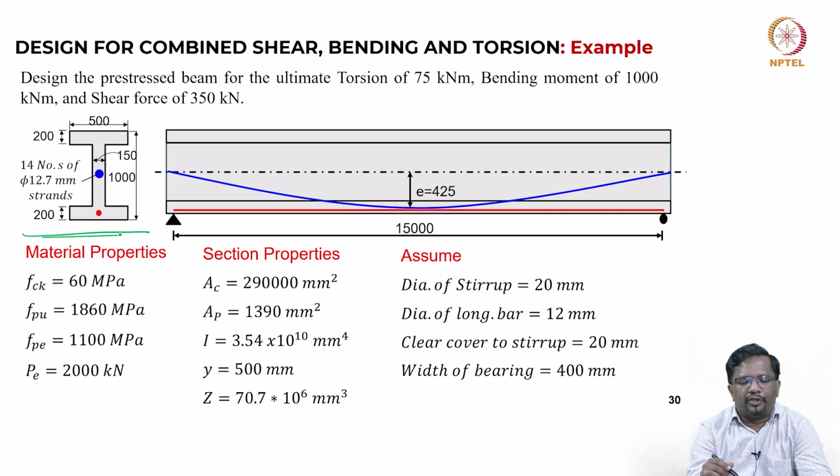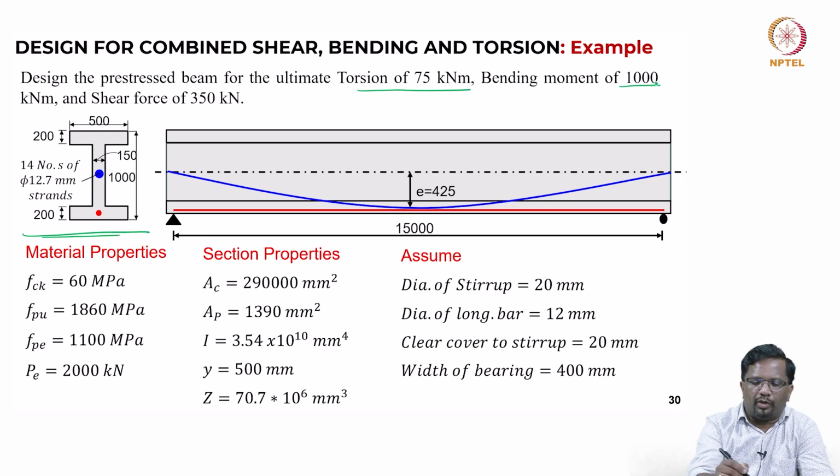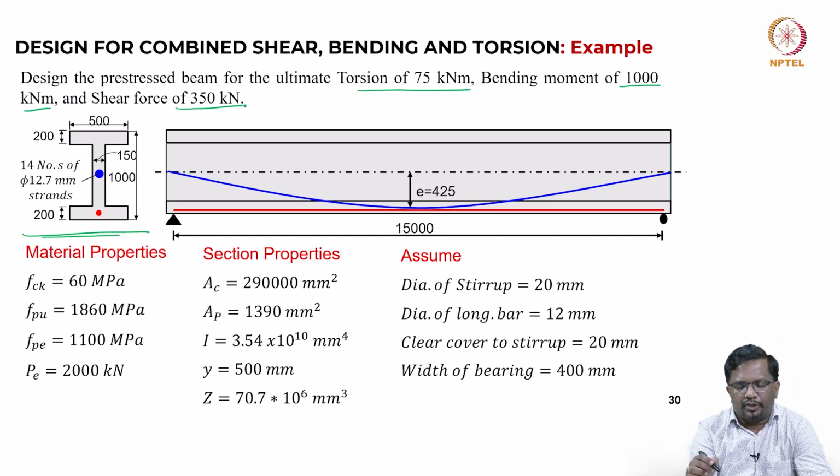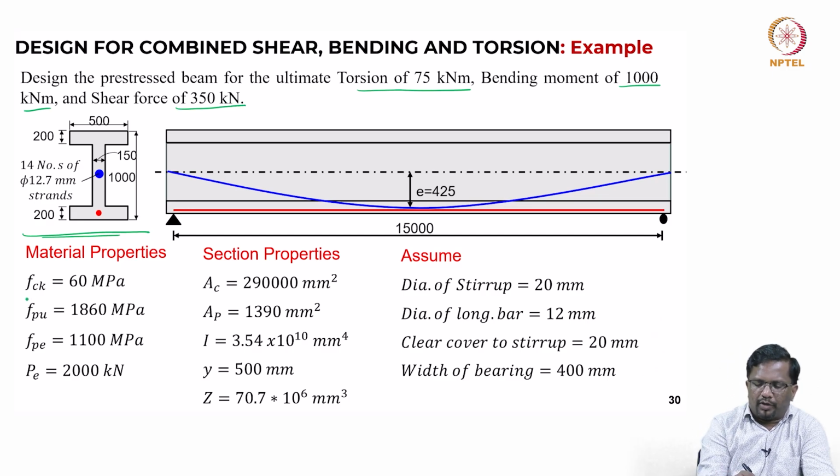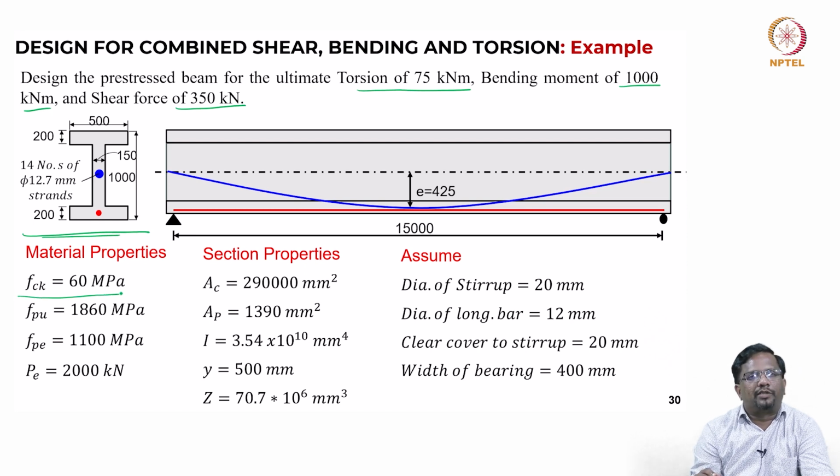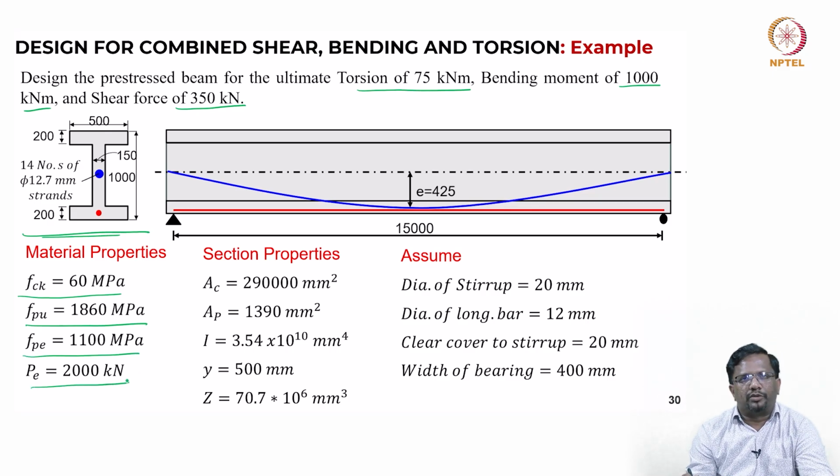web width 150 mm, and you see that we have 14 numbers of half inch strands. The section we are designing is going to have a torsion of 75 kilonewton meter, a bending moment of 1000 kilonewton meter and a shear force of 350 kilonewton, right. Given concrete properties: the characteristic strength of concrete is taken as 60, FPU is 1860, effective pre-stress is 1100 and effective pre-stressing force is 2000 kilonewton, and these are the concrete sectional properties.